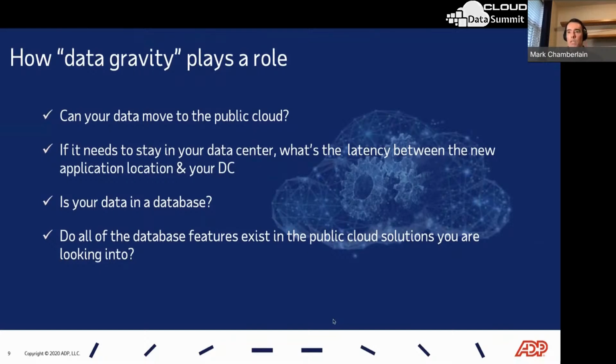If you're going to move this data that's causing the gravity for your application to the public cloud, are you going to replatform it? Amazon, for example, has over 8 different database types based on the type of data you're looking to store. So are you going to replatform it? And if so, how does that change your data gravity? Does that change the way you approach writing your application?